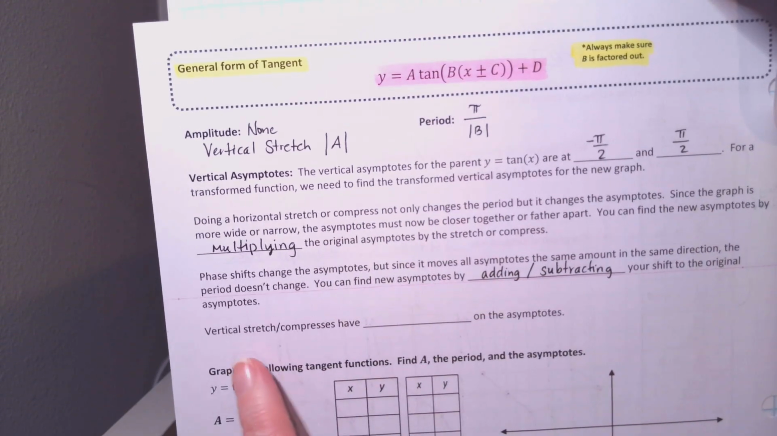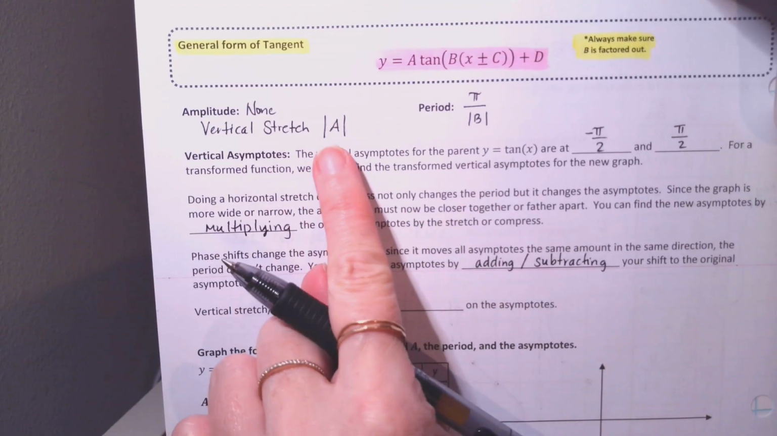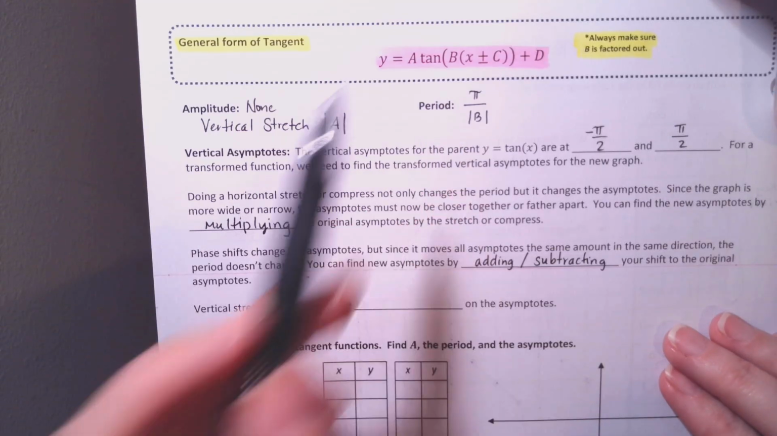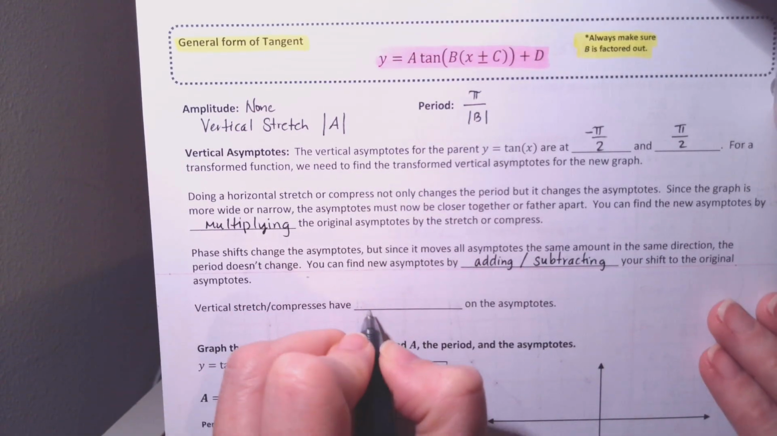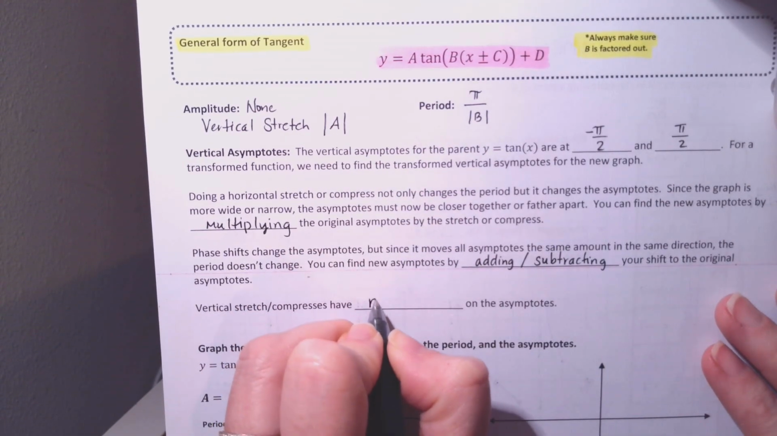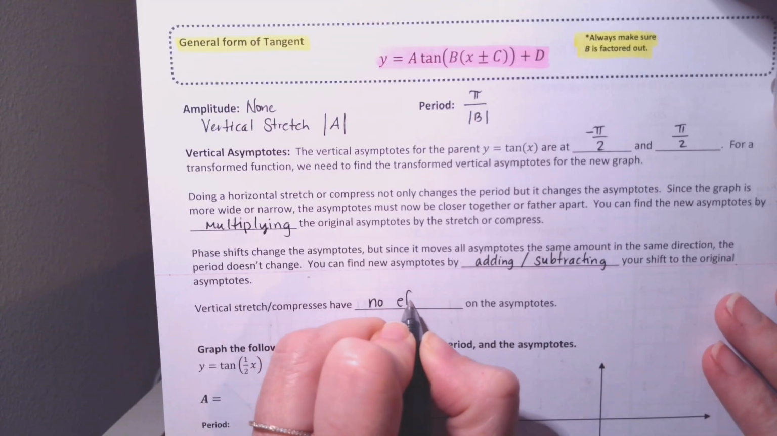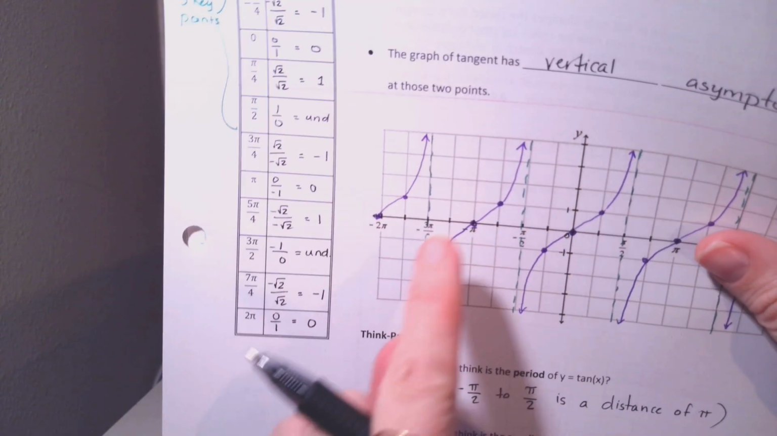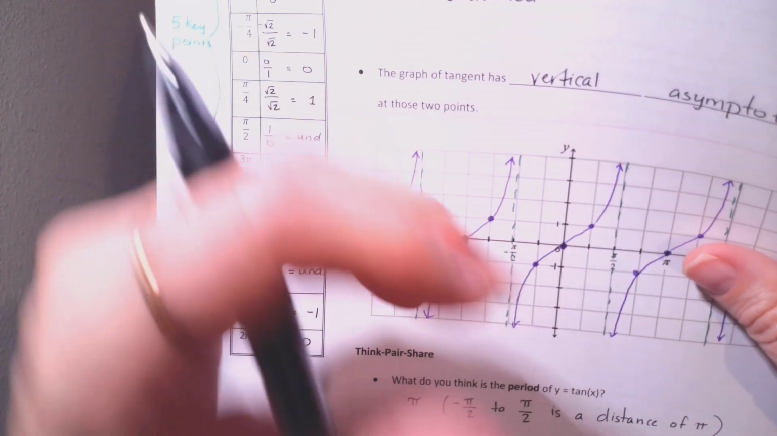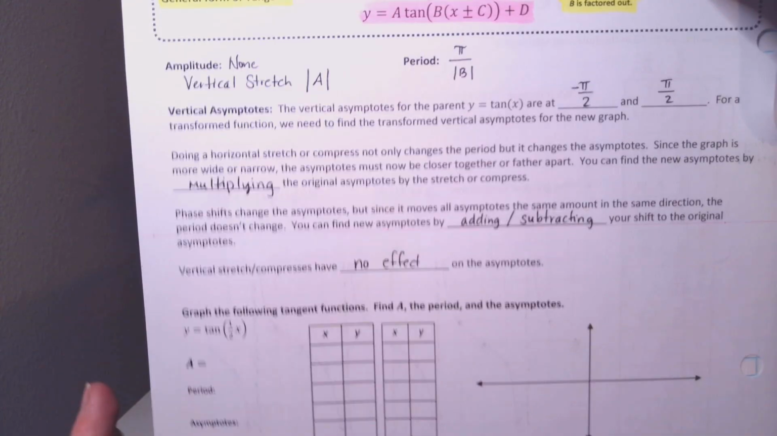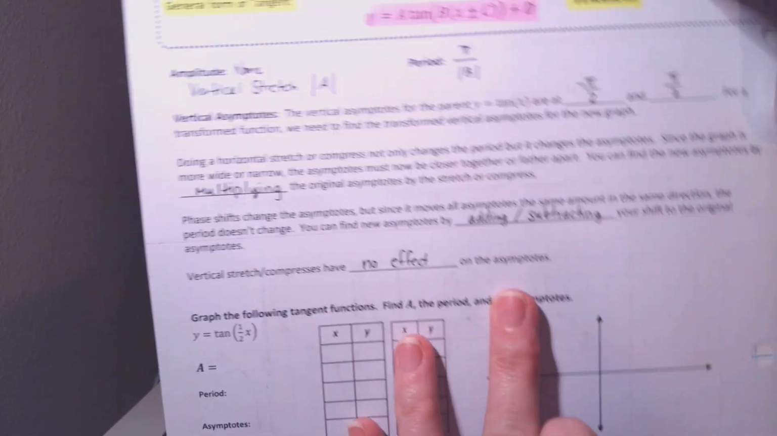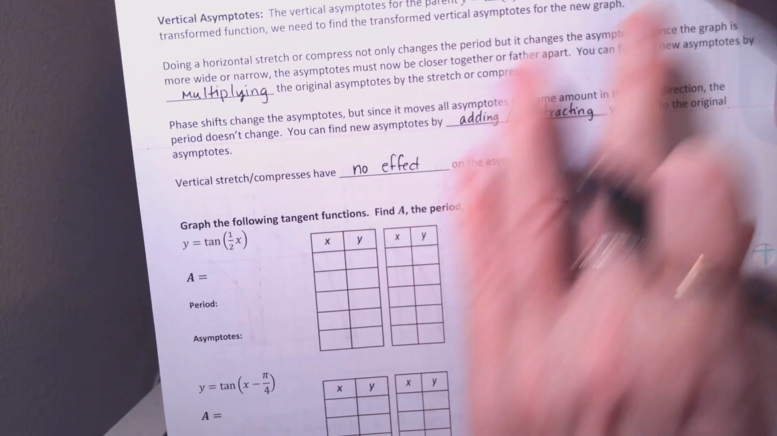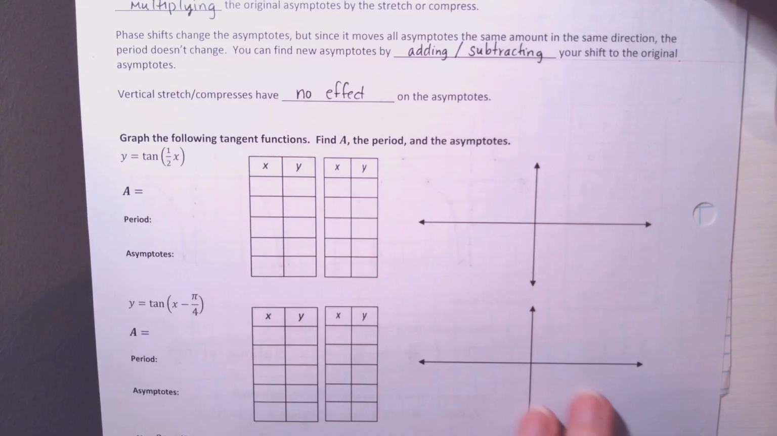And then a vertical stretch or compress, that would be our A value, because remember, there's no technical amplitude on these. The vertical stretch or compress, the A, doesn't really have any effect on the asymptotes. It just causes the actual tangent part of the graph, this part of the graph, to be stretched out or squished down. Okay, so for each of these, we're gonna find A, which would be our vertical stretch. We're gonna find the period, and then we'll find the asymptotes and make a little graph out of it.